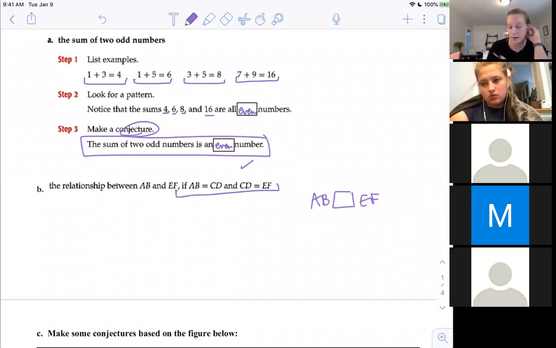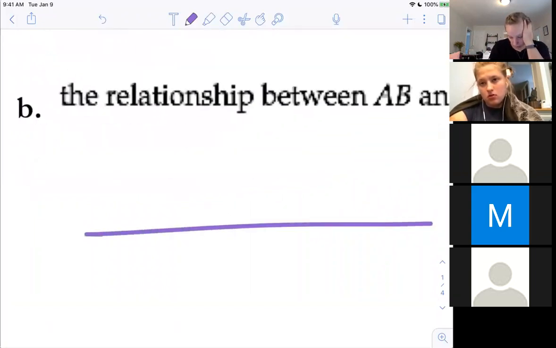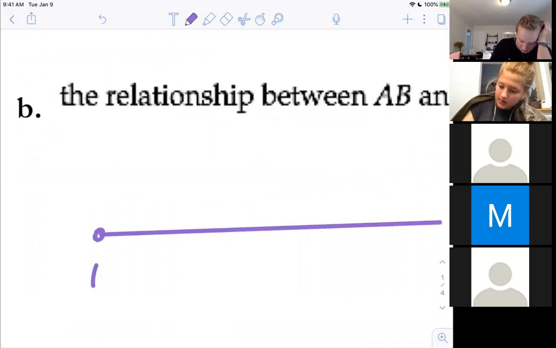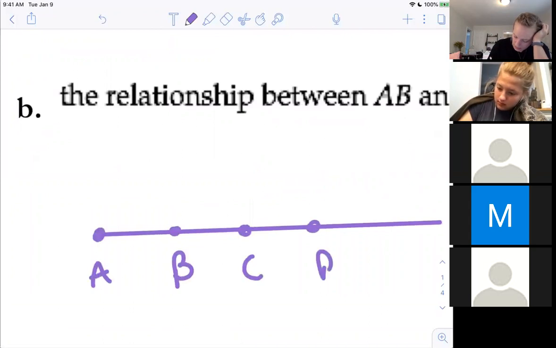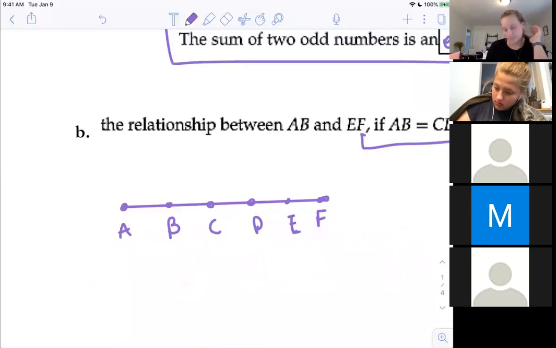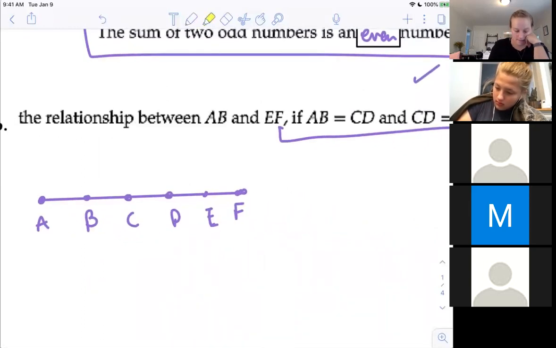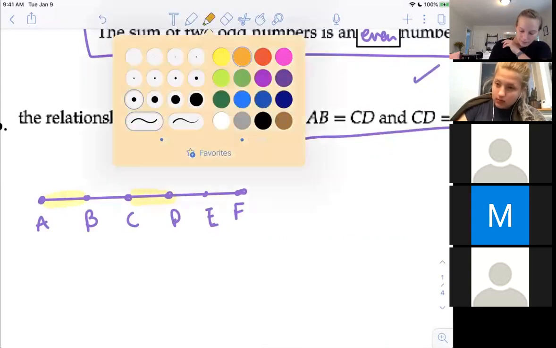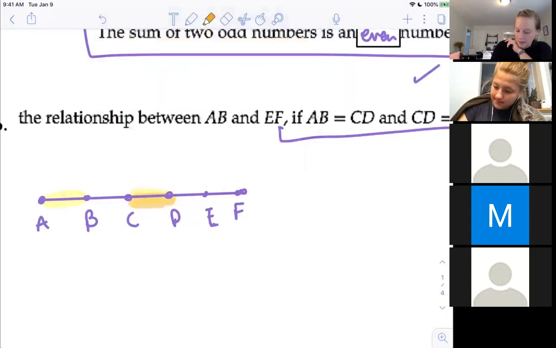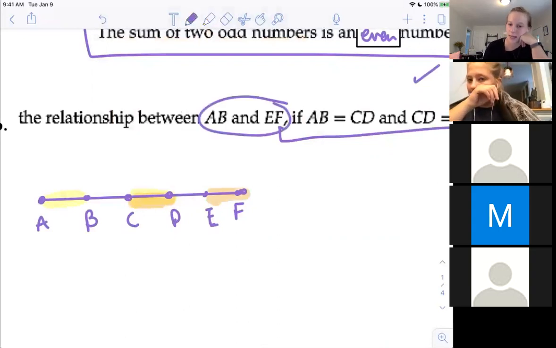But in case I had no idea, I'm going to draw a picture. Because remember, when in doubt, we draw pictures. I'm going to label this. I'm just making a big, long segment with all of these points. A, B, C, D, E, F. It says AB is equal to CD. Okay, their distances are the same, their lengths are the same, their measurements are the same. Then it tells me that CD's measurement, distance, length is also the same as EF. What conjecture then can I make about AB in reference to EF?